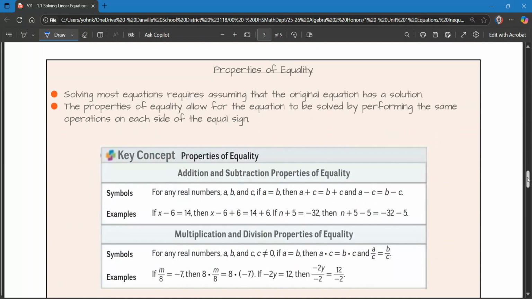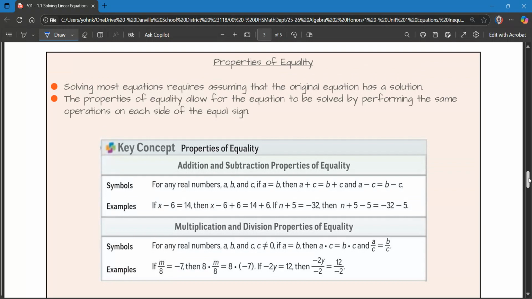Solving most equations requires assuming that the original equation has a solution. The properties of equality allow for the equation to be solved by performing the same operations on each side of the equal sign. All right, kids, you already know these properties. The addition and subtraction property of equality. It basically says that if you have something like x minus 6 equals 14, then you can add 6 to both sides to solve the equation and you get the answer. You can also look at something like n plus 5 equals negative 32 and you can subtract 5 from both sides to solve the equation.